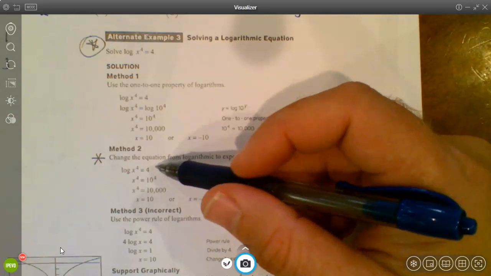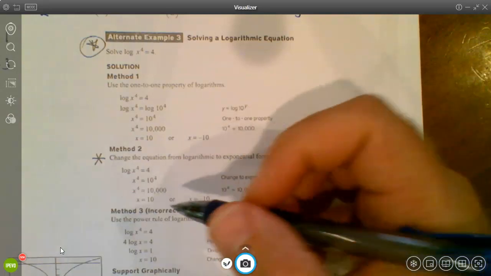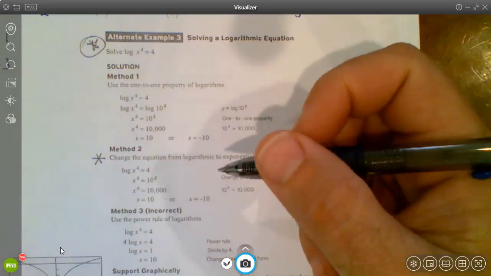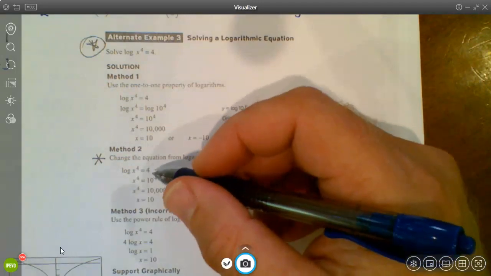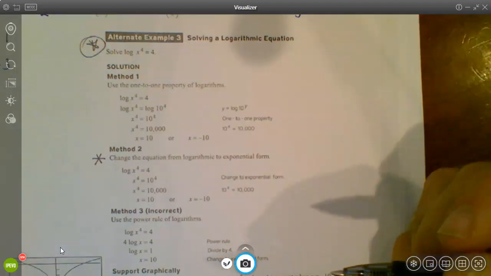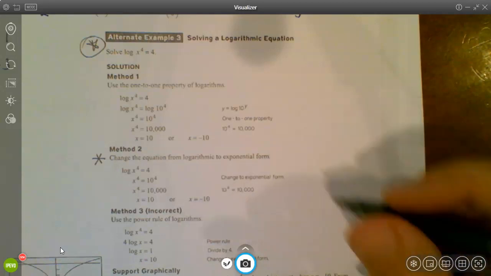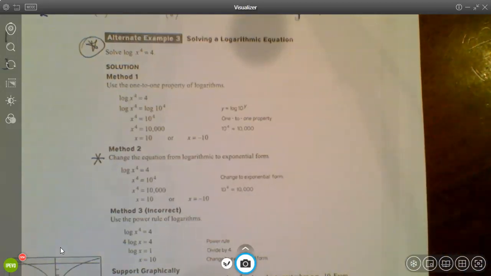If I have an equation like this, the main thing that we're looking to do is simply take it out of log form and change it into exponential form. So remember what that form looked like. We put that way back early on in our notes.